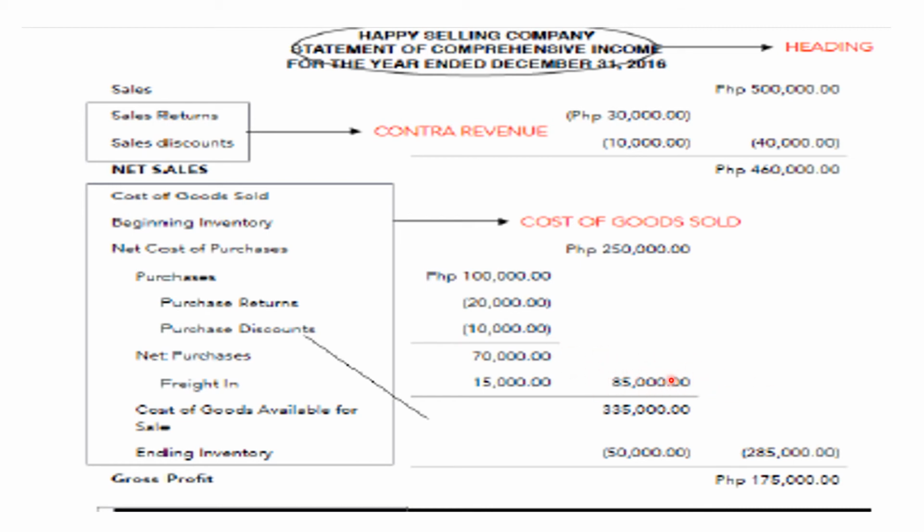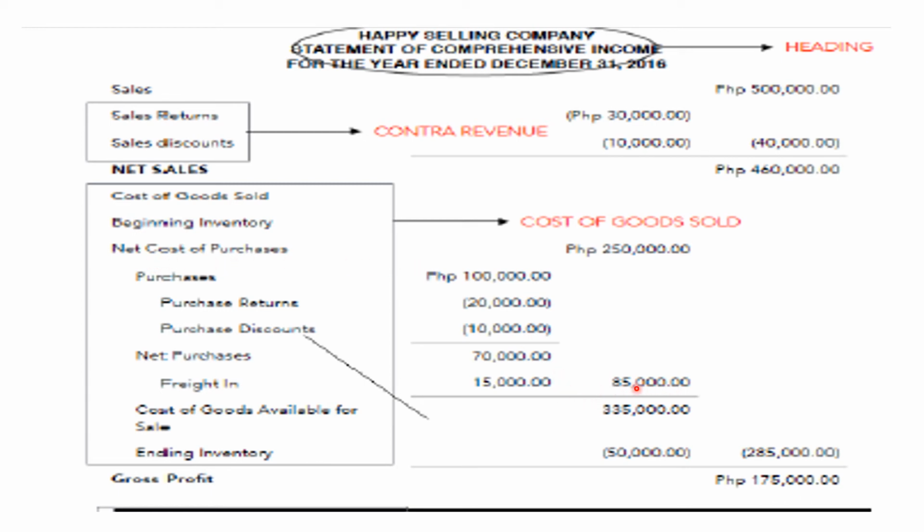85,000. So for us to get the cost of goods available for sale, we have to add the beginning inventory plus the net cost of purchases. Again, the net cost of purchases is 85,000. So don't be confused with this one. The items under the net cost of purchases are from here, purchases to freight in.